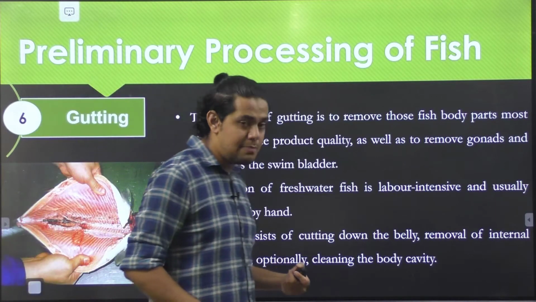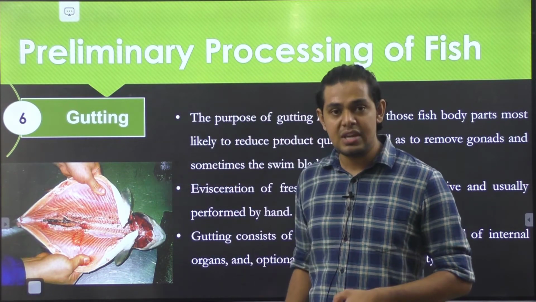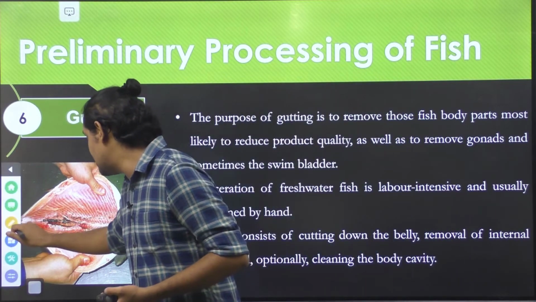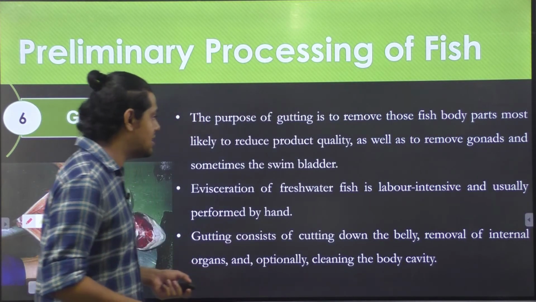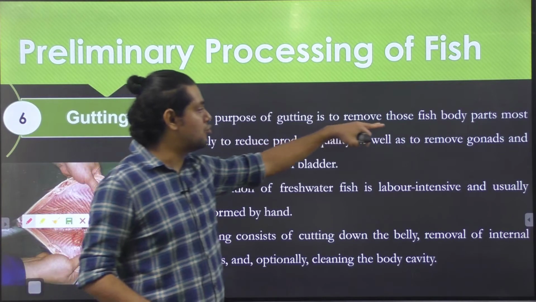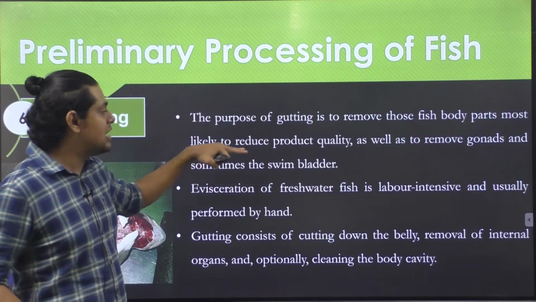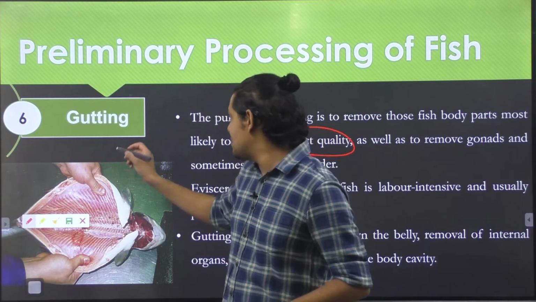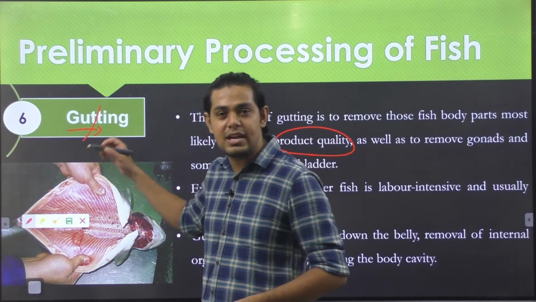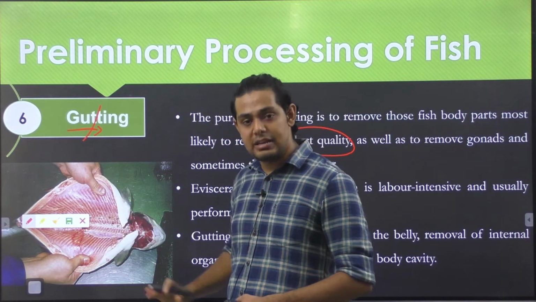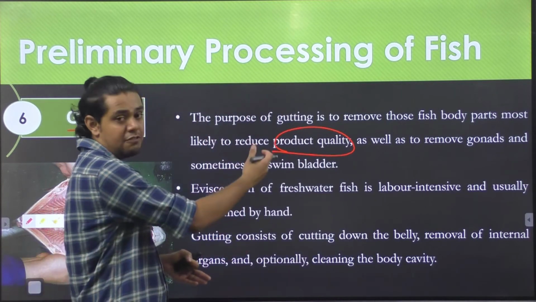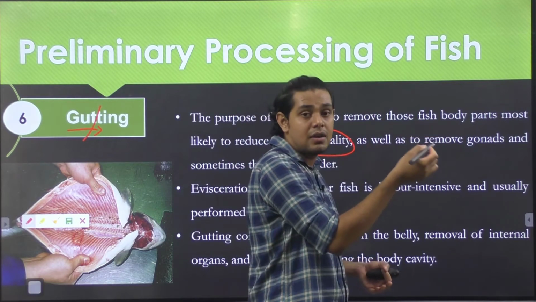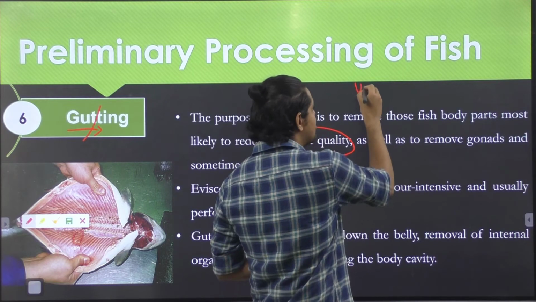The next important unit operation is gutting. Gutting is one of the important unit operations performed as primary processing of the fish. So how exactly is gutting done? The purpose of gutting is to remove those fish body parts most likely to reduce the product quality. As the name suggests, it concerns the gut. The small intestine and large intestine of the fish are removed in this process, because they hamper product quality. As we are already aware, the gut of an animal contains a lot of undigested food.